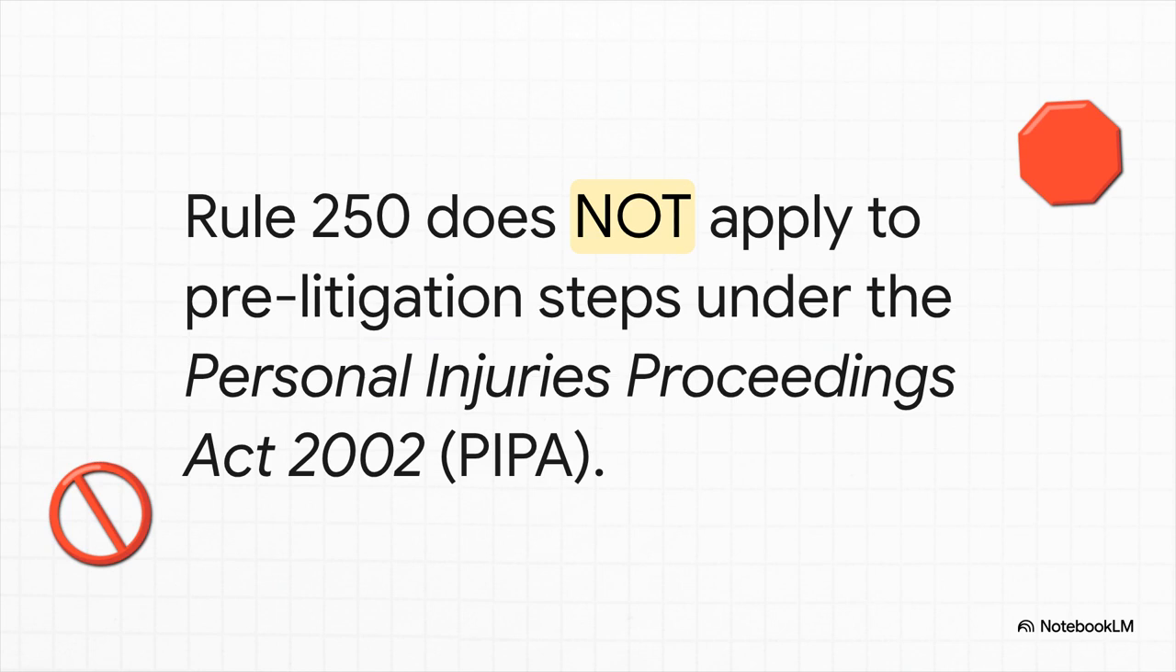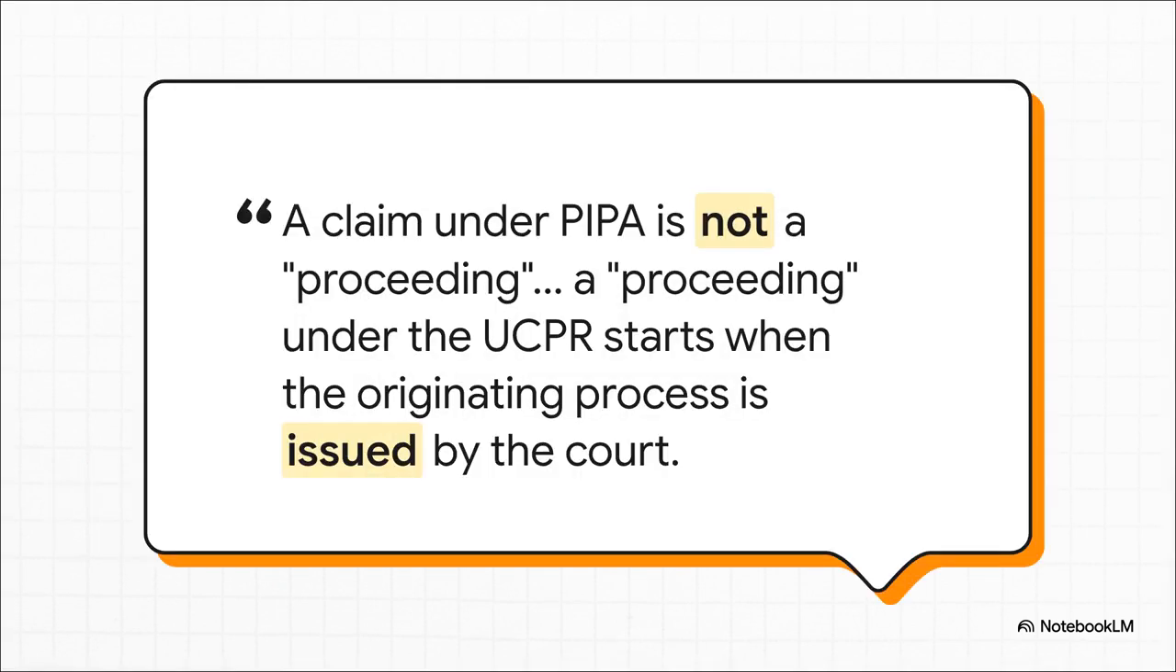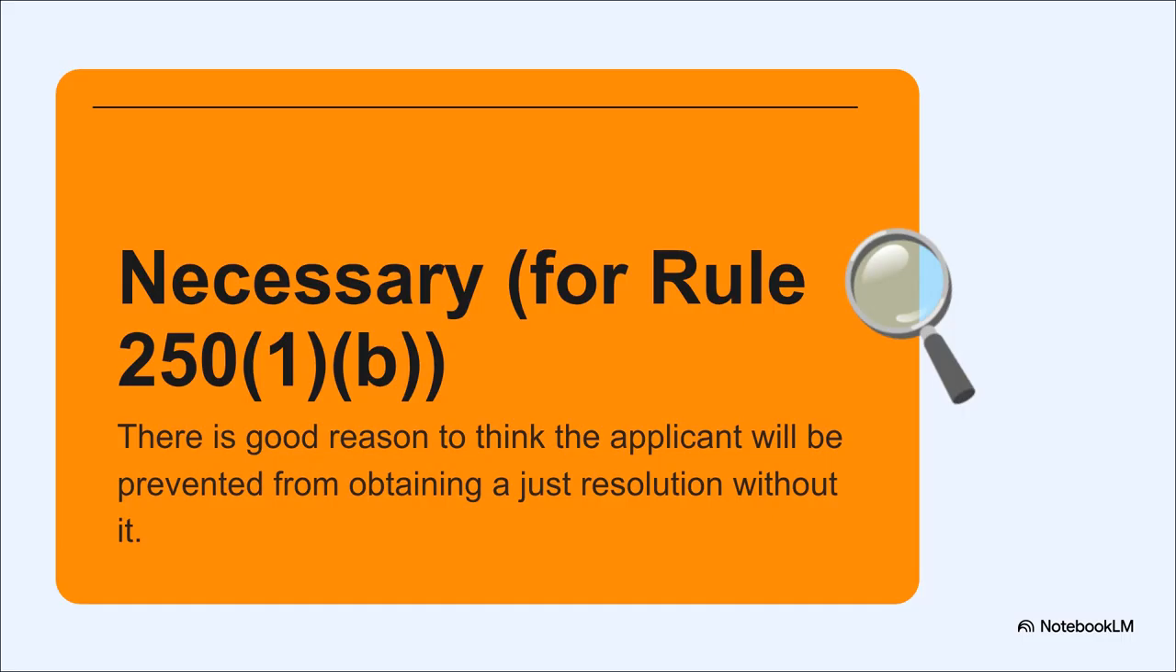Put a big red circle around this in your notes because this is a classic exam trap. You absolutely cannot use Rule 250 during the pre-court process under the Personal Injuries Proceedings Act, or PIPA. And the reason why comes straight from the Court of Appeal in Day v. Woolworths. The court was crystal clear. A PIPA claim is just a claim. It doesn't become a proceeding in the eyes of the UCPR until you have actually filed that claim and statement of claim with the court registry. So no proceeding, no power under Rule 250. It's that simple.